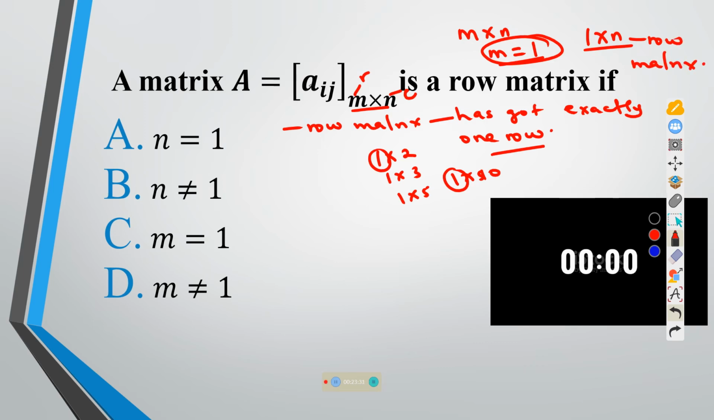So this matrix here is a row matrix if m is equal to 1. So if m is equal to 1, this becomes our answer. So C is the answer for this question. We look at the next question.